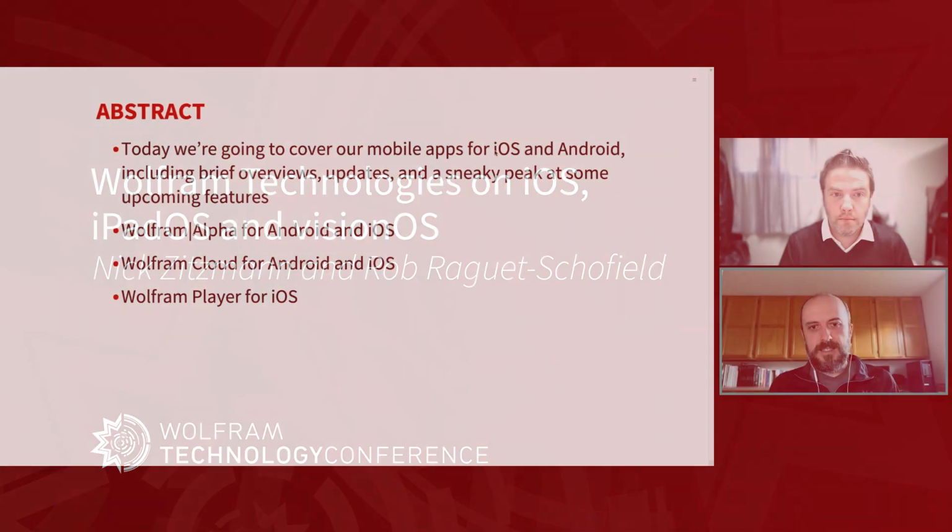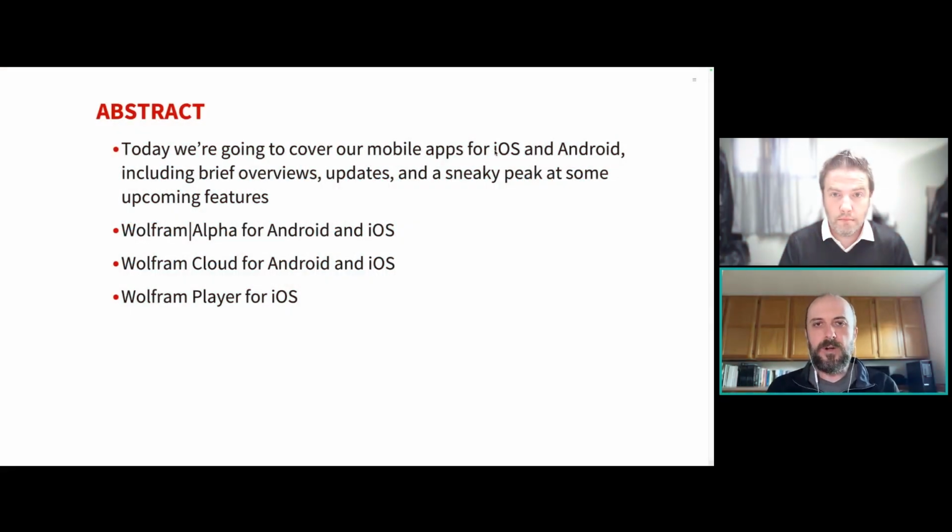All right, so today we are going to talk about our mobile apps for both iOS and Android. We have the Wolfram Alpha app for both platforms. We have the Wolfram Cloud app for both platforms. And for iOS, we have an app called Wolfram Player, and we'll talk about the details of what all those are, some of the features that they have, and some of the new things that we're working on for those applications.